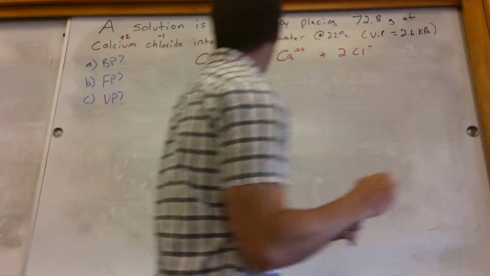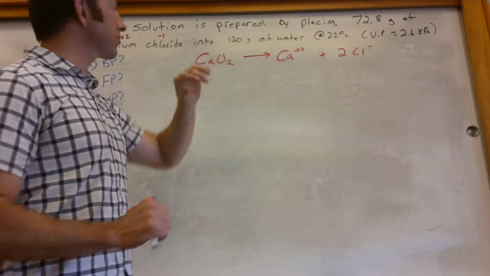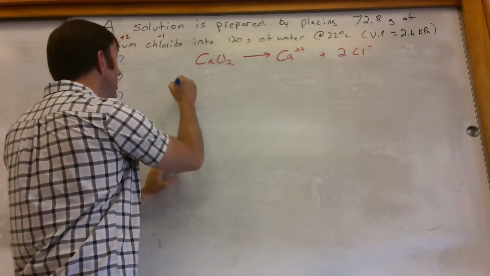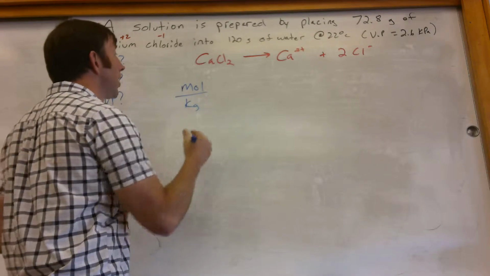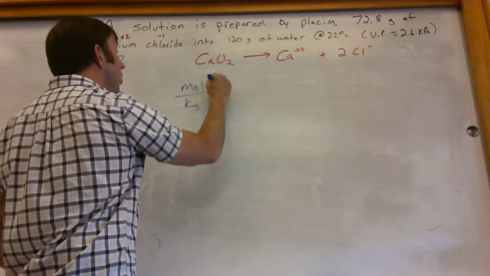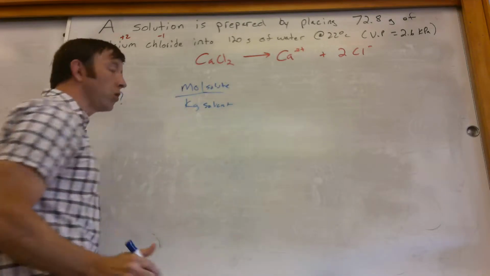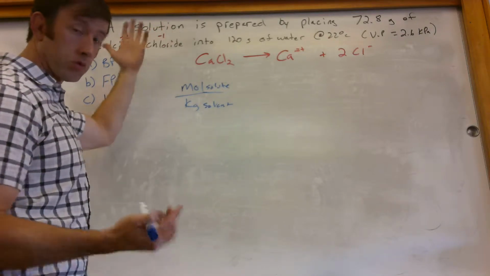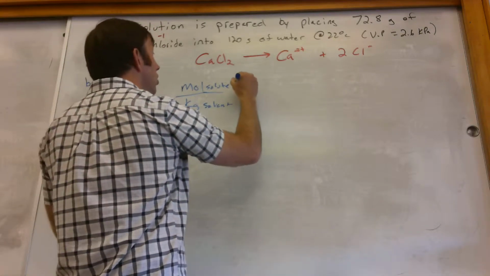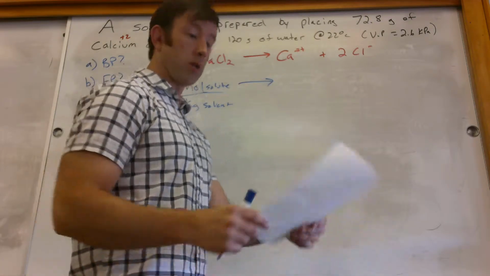All right, so if I have 72.8 grams of calcium chloride and 120 grams of water, I need my units to be moles over kilograms, right? Moles of solute and solvent. So moles of calcium chloride in this case over kilograms of water is what I'm solving for. Right, so moles of calcium chloride will be solved as such.